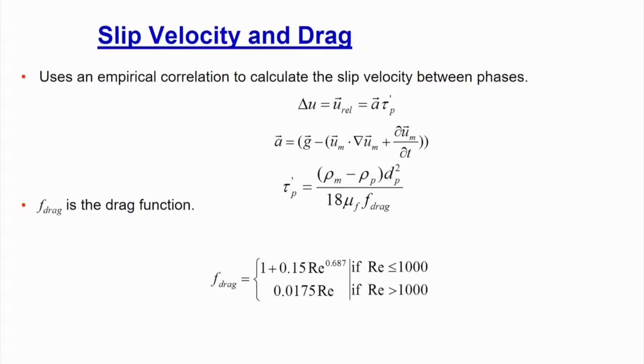So the drag is defined this way: we define the relative velocity, or the slip velocity, with a bar of tau p prime. This is not the particle relaxation time, but it is very close to the particle relaxation time. That is why we have defined it as tau p, but I put a prime so that it looks a little different from the particle relaxation time which we discussed earlier.